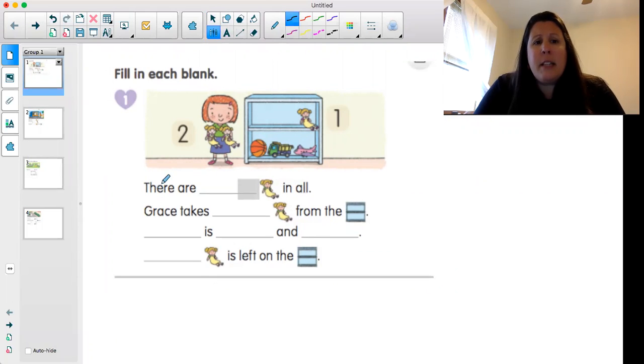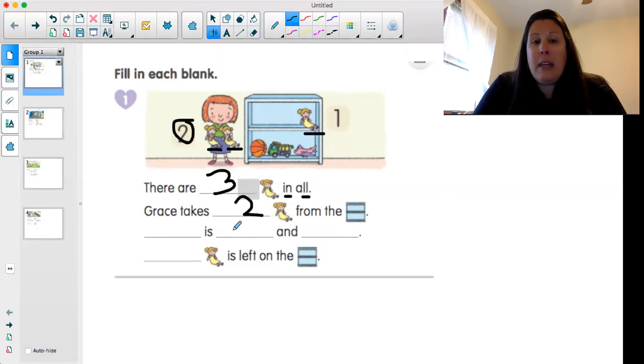Okay, it says there are blank and then a picture of dolls. So they want to know how many dolls in all. That means all of the dolls. So let's count. 1, 2, 3. There are 3 dolls in all. Grace takes blank dolls from the bookshelf. How many did Grace take? It tells us 2. Grace took 2 dolls from the bookshelf.